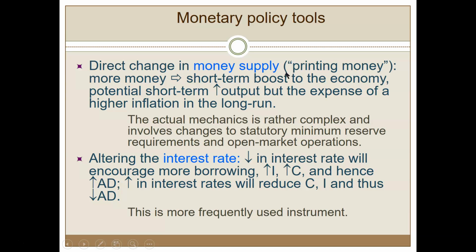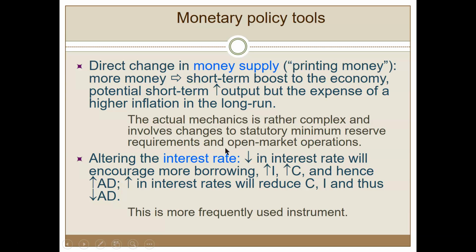Everything nowadays is digital. For example, if the central bank increases money supply and circulation, more money implies that we are able to provide short-term boost to the economy. I'll later explain how exactly it works. It can lead to short-term increase in output, unfortunately at the expense of higher long-run inflation. Again, we'll come back to the differences between short-run and long-run effect in a minute. Generally, the mechanics of changing money supply is rather complex, and usually it involves changes to statutory minimum reserve requirements, which commercial banks will need to obey, and also open market operations, buying and selling bonds.